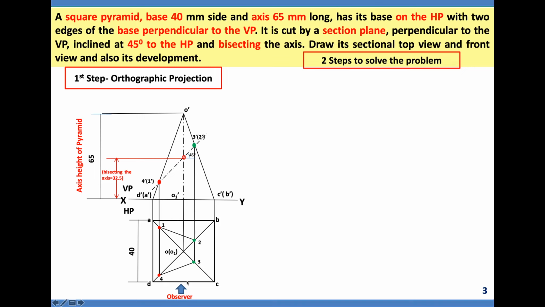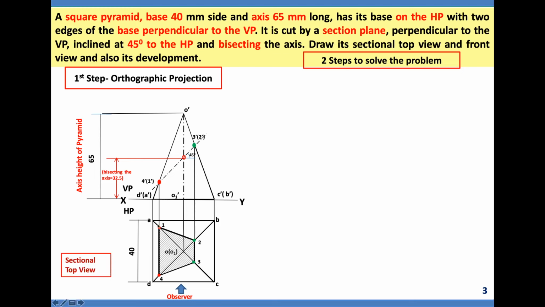You can see that border has been made thick, and the hatching represents the sectioned part of the square pyramid. It's the conventional notation. And then the intermediate lines are made thick. This is the sectional top view. Like that we have to do in the front view.